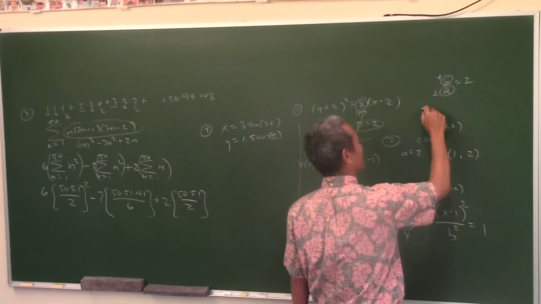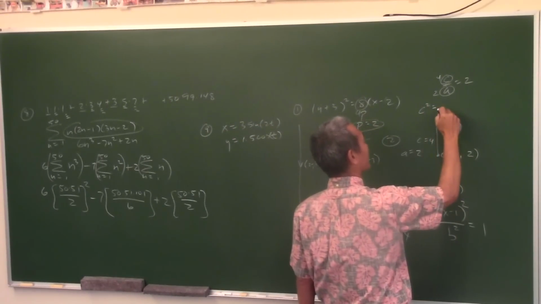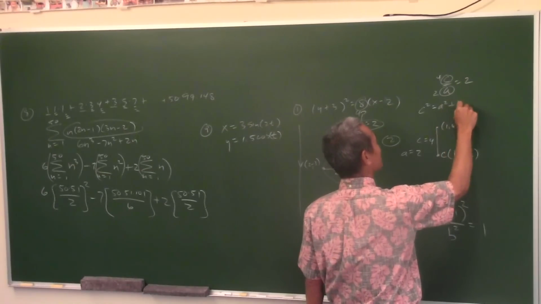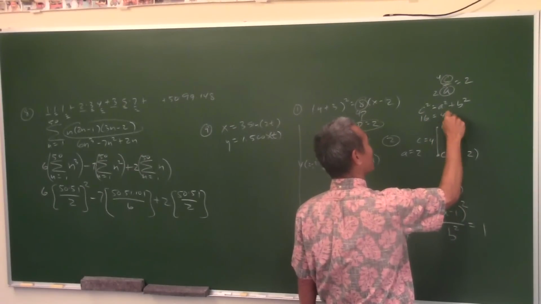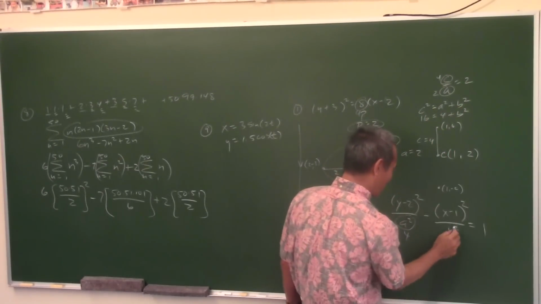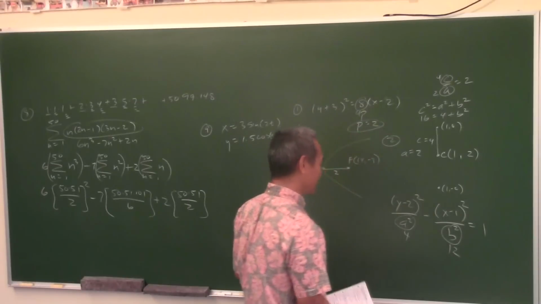Once you know a and c, how do you figure out b squared? What's the equation you have to know for the hyperbola? c squared equals a squared plus b squared. So therefore, c squared 16 is equal to a squared 4 plus b squared. That means b squared has to be 12, and then you're done.